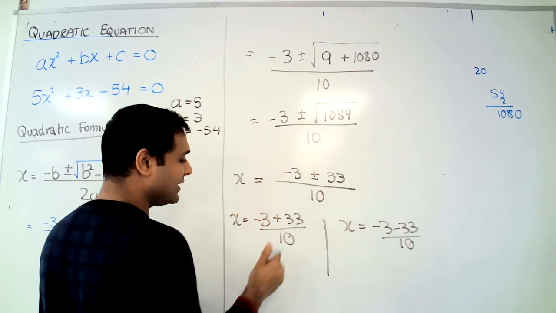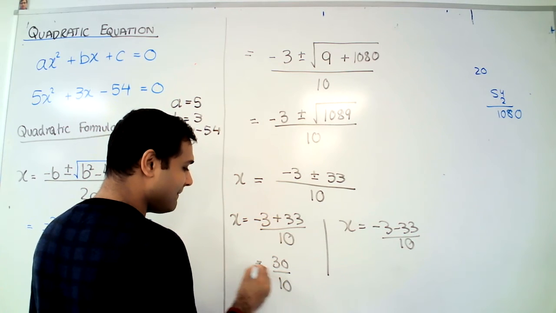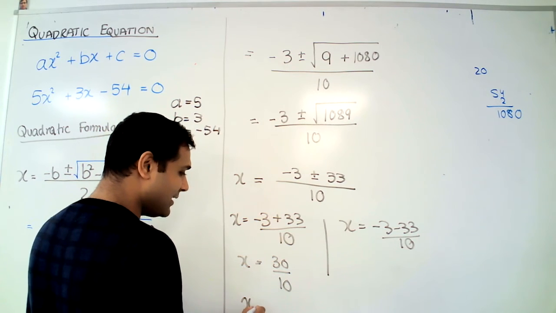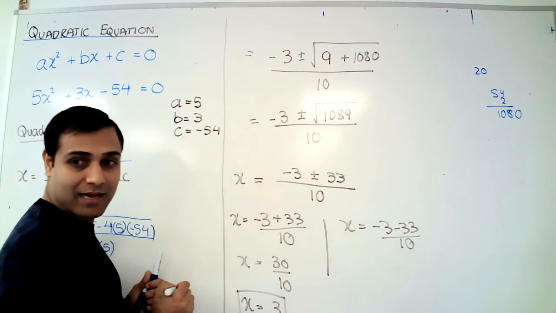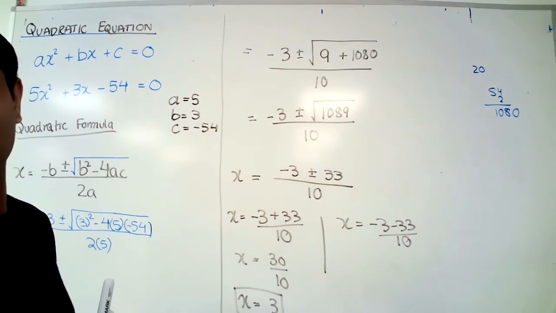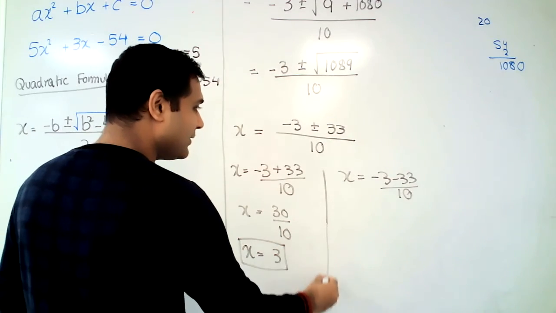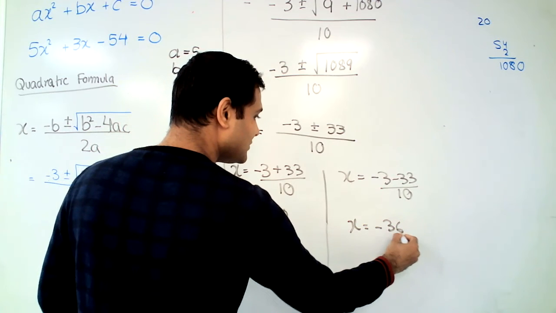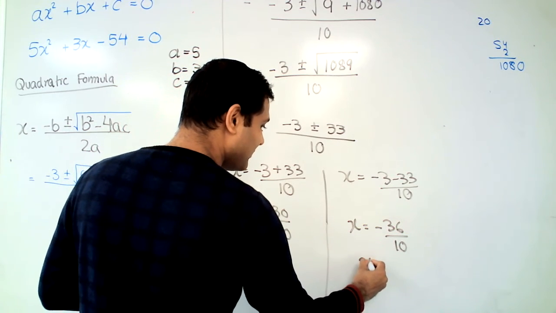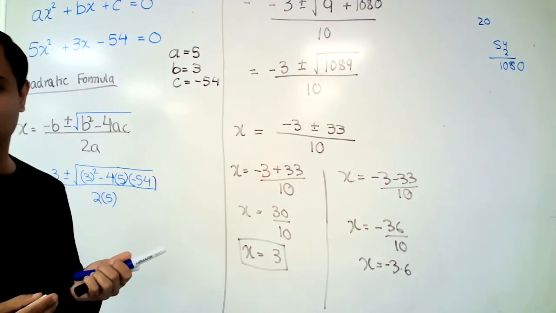One with a positive, one with a negative. So that becomes 30 over 10, then that becomes 3. So I have one value of x as 3. Now the other value of x I can do here: x equals minus 36 over 10, which will become x equals minus 3.6. So I have two values.